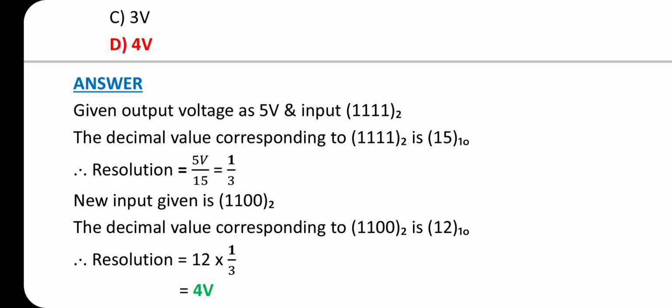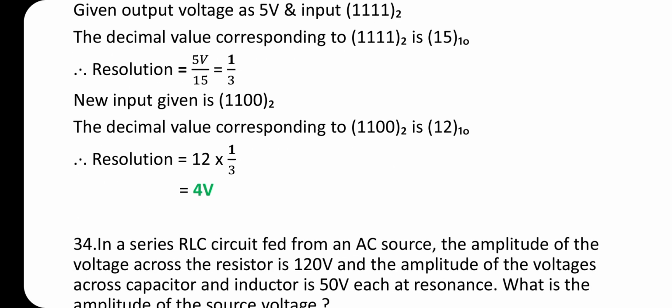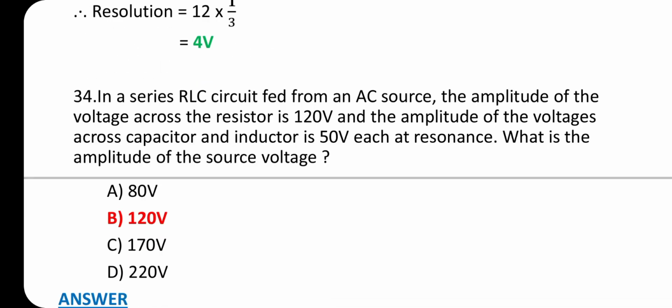Converting 1111 in binary form into decimal form, we get 15. Resolution equal to 5 volt divided by 15, which is equal to 1 by 3. The new input given is 1100. The decimal value corresponding to 1100 is 12. Therefore, output equal to 12 into 1 by 3, which is equal to 4 volt.